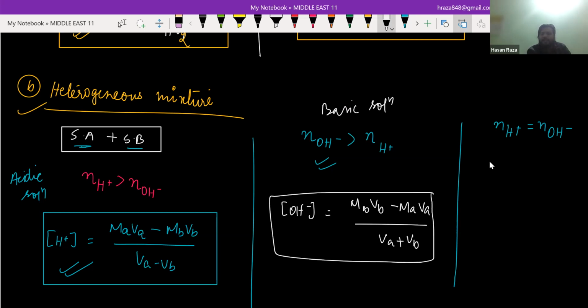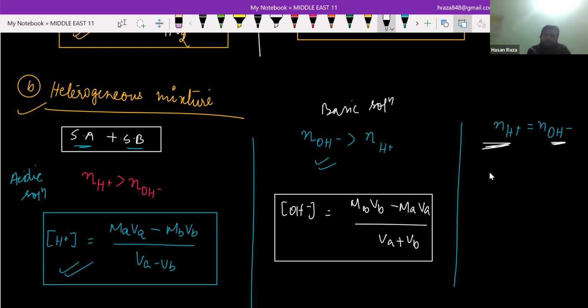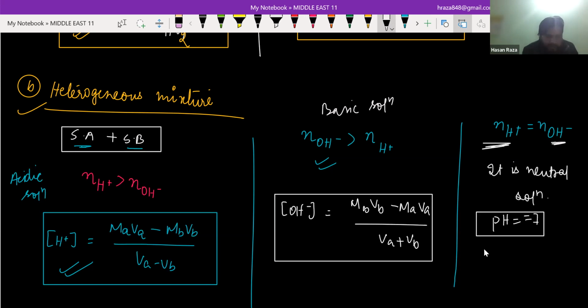And in case number of moles of H plus and number of moles of OH minus are equal, that means it is a neutral solution, and here pH equals 7. A neutral solution has a pH equal to 7. Is it right? Yes, sir. Very good. So just write it. These are the three conditions.